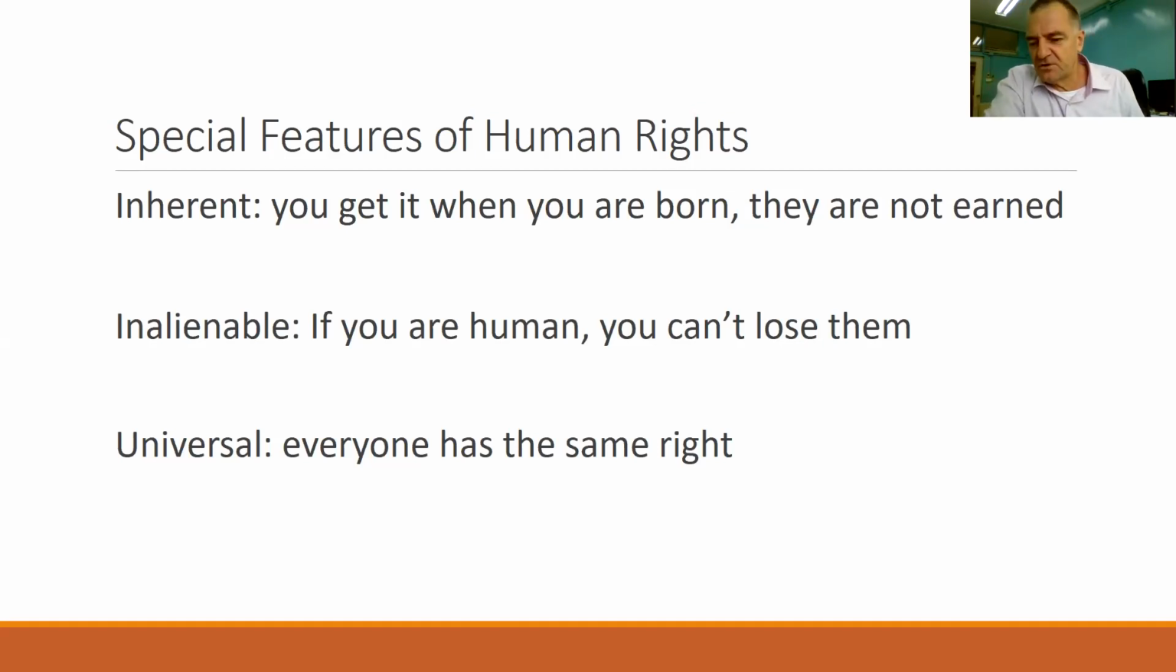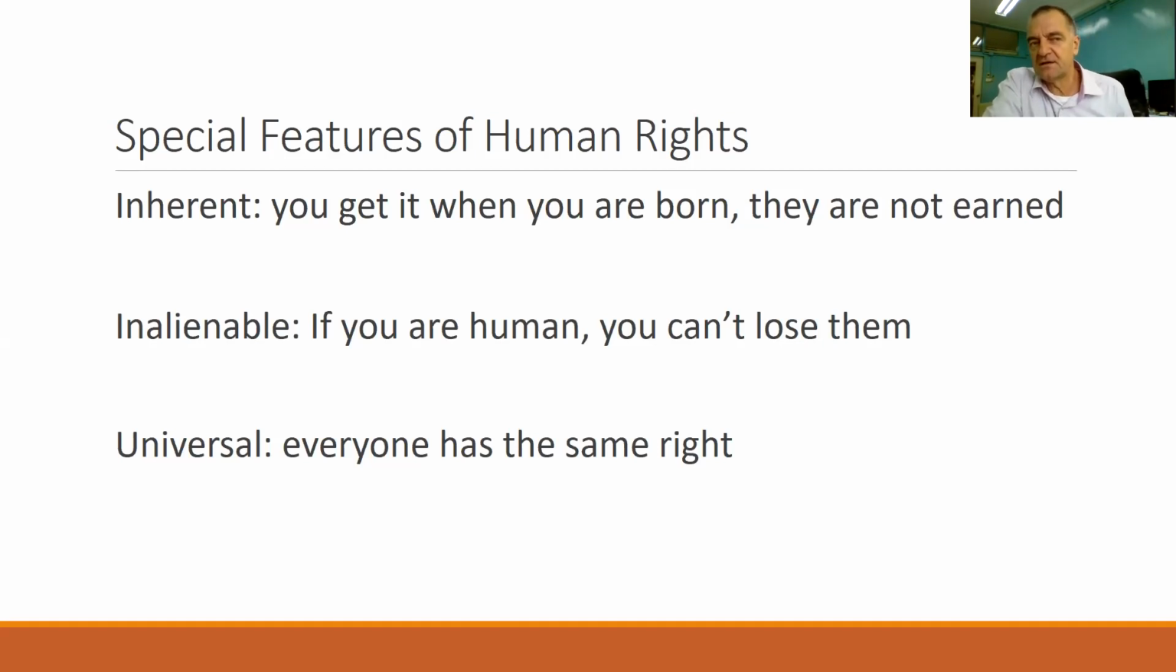So it means you don't have to earn human rights. You don't deserve to get them because you are well disciplined and you're a good citizen. You have human rights whether you're a good citizen or not. Now, the next important feature is that human rights are inalienable. They can't be taken away.